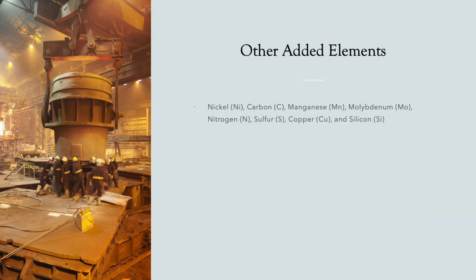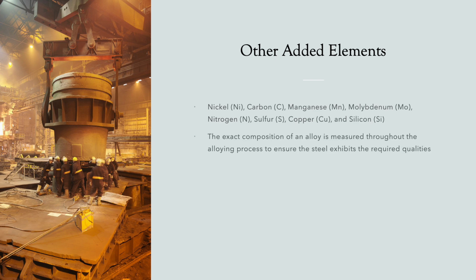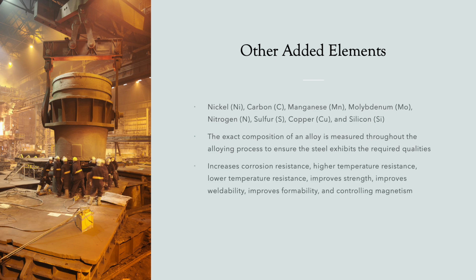Other added elements: nickel, carbon, manganese, molybdenum, nitrogen, sulfur, copper, and silicon. The exact composition of an alloy is measured throughout the alloying process to ensure the steel exhibits the required qualities. These other added elements are added to either increase corrosion resistance, higher temperature resistance, lower temperature resistance, improve strength, improve weldability, improve formability, and control magnetism.